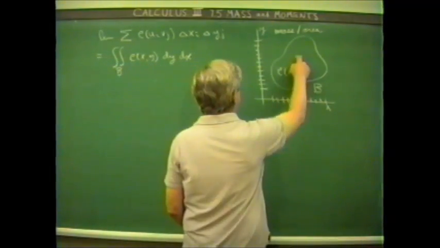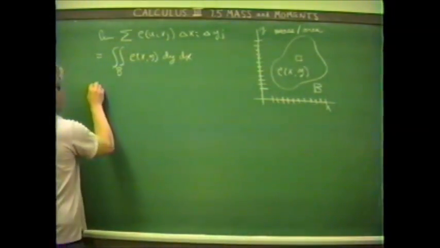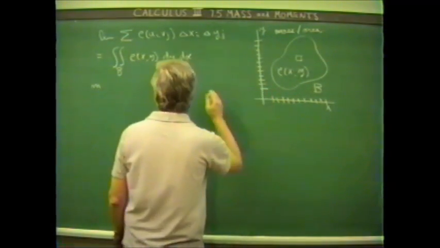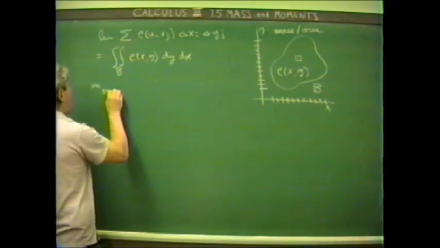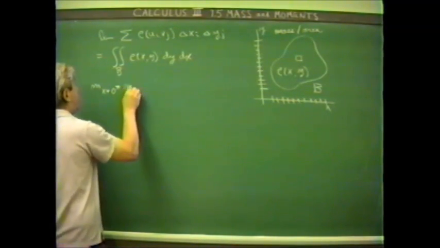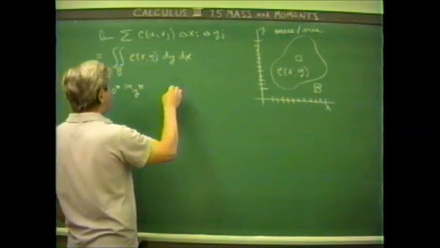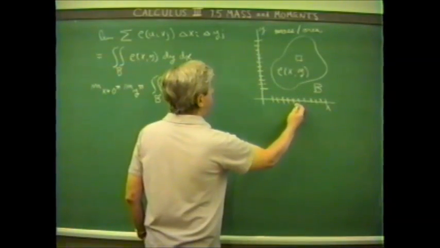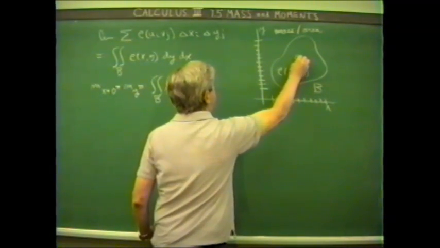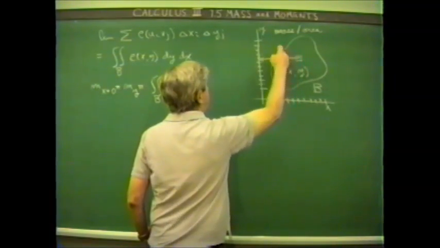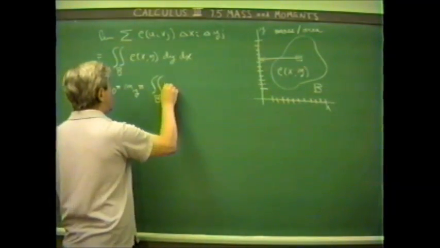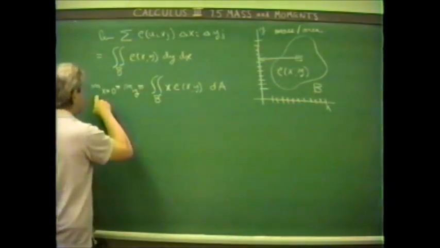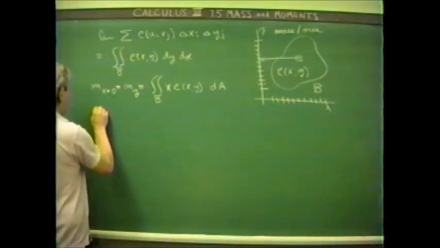If we wish to compute the moment of this region about, say, the y-axis, abbreviated the moment about x equals 0, we get this by integrating over B. What we do is take this small piece and multiply its mass by the distance to the y-axis, that is to say x, times rho of x and y with respect to area. This gives the moment about the y-axis.